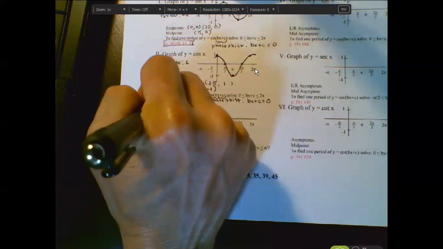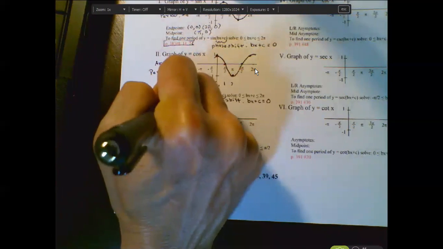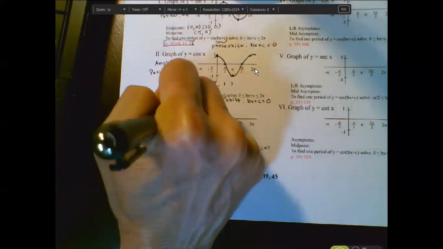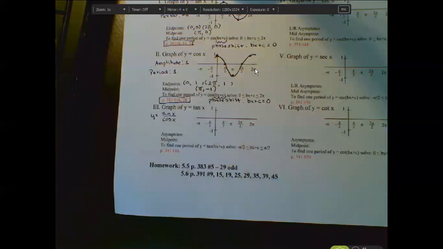Okay, remind me with tangent. We know tangent is sine over cosine. So where is it going to have its vertical asymptotes? Wherever, which one is 0?